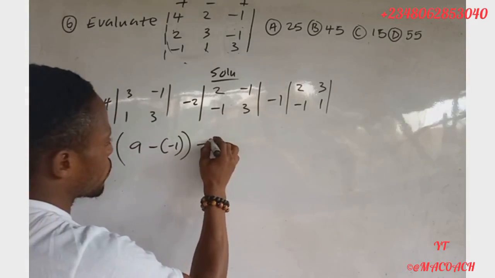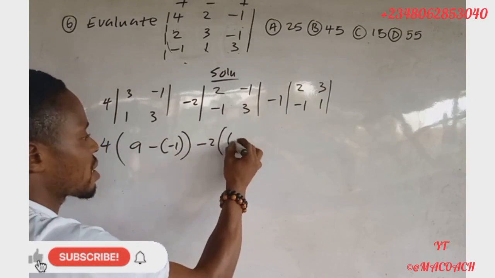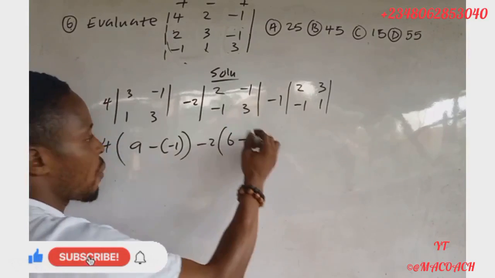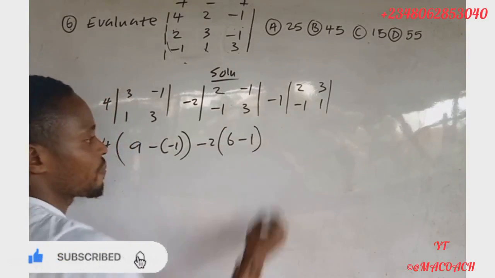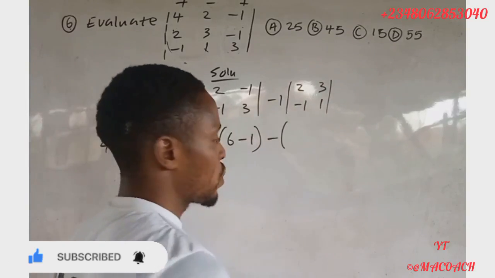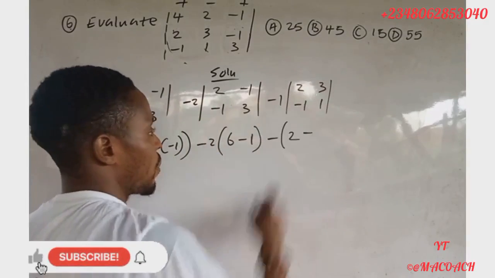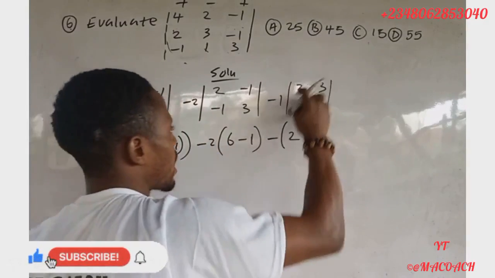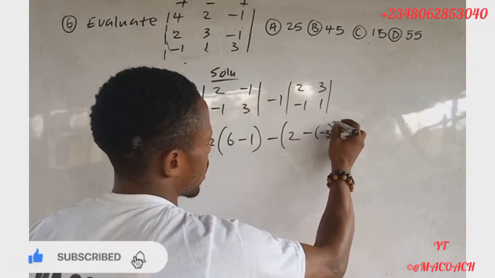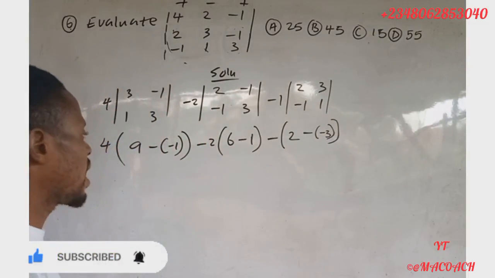So minus 2, let me open brackets. 2 times 3, we have 6, minus 1 times minus 1, that's plus 1. Close bracket here. We have minus, open the bracket. We have 2 times 1, that's 2. That's all minus, because there's a minus here which is not visible. That's 3 times minus 1, that's minus 3. Let's close bracket and let's close the big bracket. Are you following?